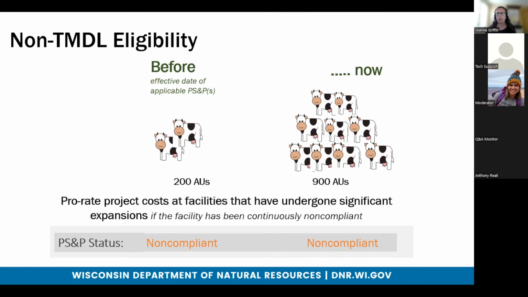So if the landowner is designing a facility for all 900 animal units, the eligible cost must be prorated by determining the base animal units that existed when the performance standard went into effect, and then calculating a non-significant expansion of that number. In this case, a non-significant expansion of 200 animal units is 250 animal units. Since the facility was designed for 900 animal units, the applicant would divide 250 by 900 and determine that 28% of the total project costs are eligible for cost sharing.